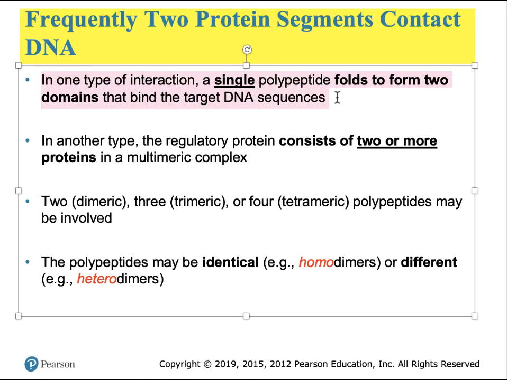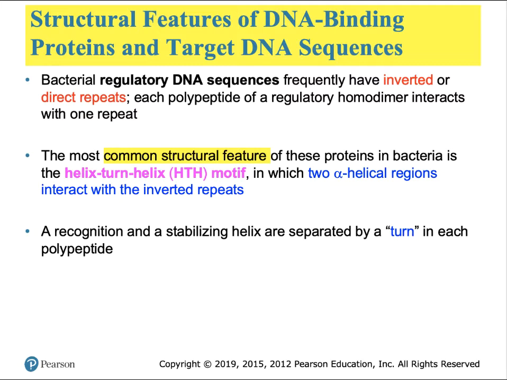In the case of the top one, we're looking at zinc fingers. In the case of the second example, we're looking at leucine zippers. If the two polypeptides are identical, we call that a homodimer. If they are different, made by different polypeptides, then that's called a heterodimer. With the case of bacterial regulatory sequences, most of them have something called an inverted repeat or a direct repeat along the DNA. Therefore, each polypeptide of the regulatory homodimer interacts with one repeat.